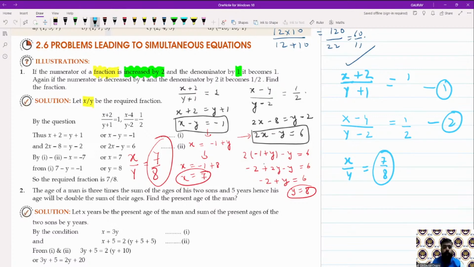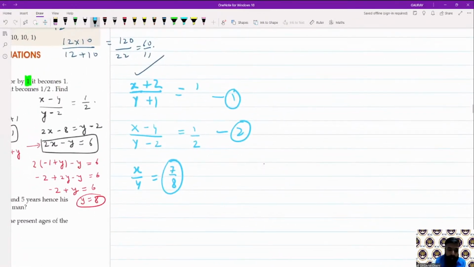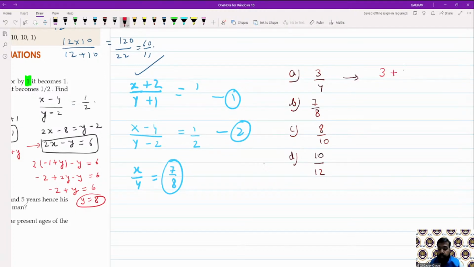And the second way is to solve using options. So how to solve using options? Let us understand here only. Let's say there is one option 3 by 4, second option 7 by 8, third option 8 by 10, and option D is 10 by 12. So now if we check one by one, the question says increase the numerator by 2. So if we take the first option, increase the numerator by 2 and increase the denominator by 1. Now see whether the result is equal to 1 or not.